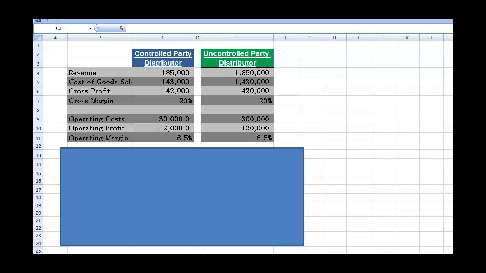We're going to start from these two parties. One is the controlled party, the distributor. That's your tested party on the left, and on the right is the uncontrolled party distributor. If you look at these numbers, they may look a little familiar to you.